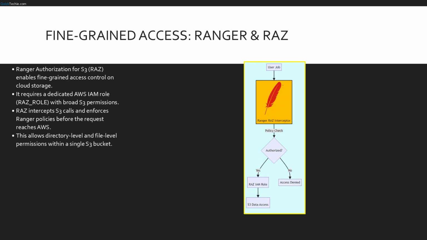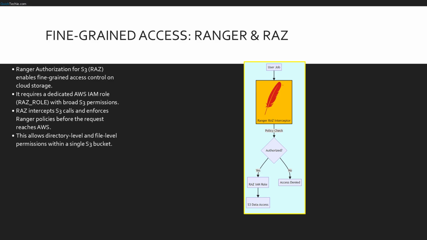For enterprise security, simple bucket-level access isn't enough. We use RAZ, or Ranger authorization for S3. To enable this, you provision a dedicated IAM role, often called the RAZ role, which has broad permissions to the S3 bucket. Instead of AWS IAM controlling every file access, RAZ intercepts the S3 calls. It checks the request against your detailed Ranger policies first.